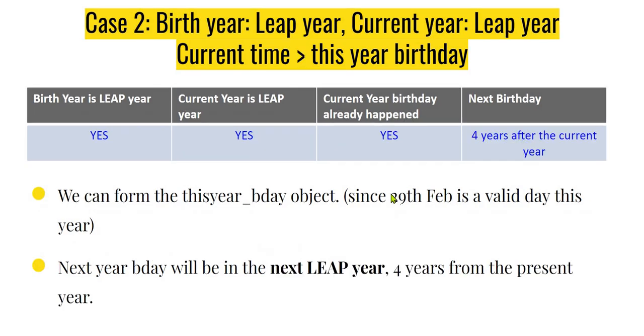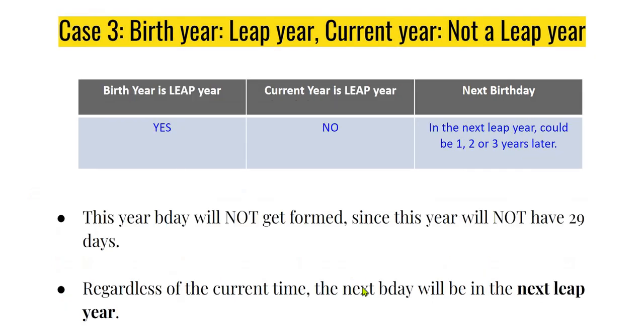The next scenario is that, well, birth year is a leap year, current year is also a leap year, but current time is more than this year's birthday. Now, this is where it gets interesting. Yes, we will be able to form the this year birthday object for the same reason as the last scenario. However, here the next birthday will not be next year. It will in fact be 4 years from the current year, and more generally speaking, it will be in the next leap year. Now, I'm highlighting this because you're going to need this for the subsequent calculations as well.